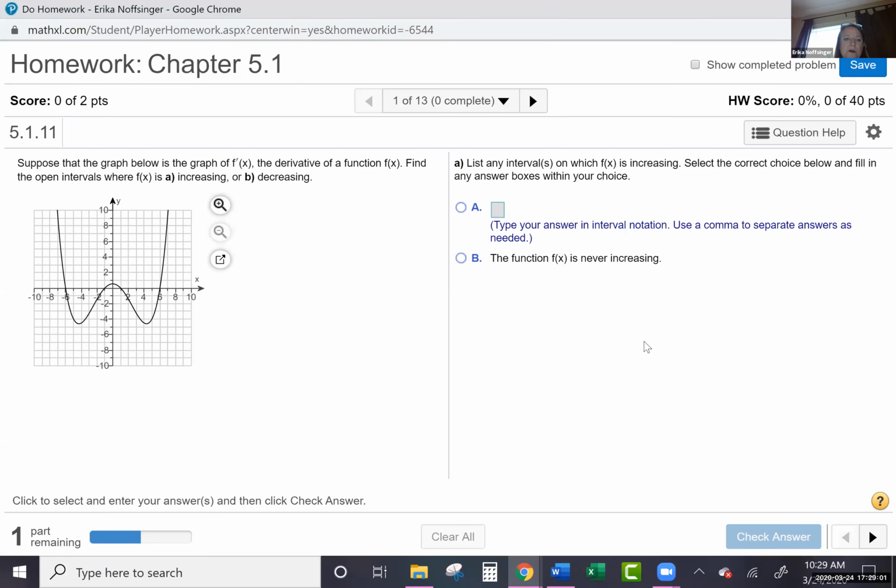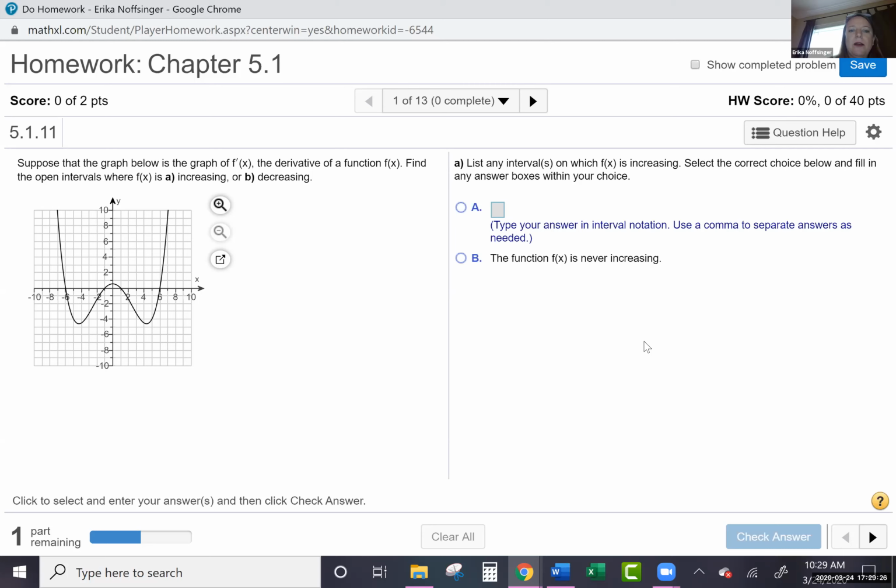Okay, so it says suppose the graph below is a function of f prime of x. That's where we have to remember that this is the derivative function and not the original. So the graph below is f prime of x, the derivative of the function f of x. Find the open intervals where f of x is increasing and decreasing.